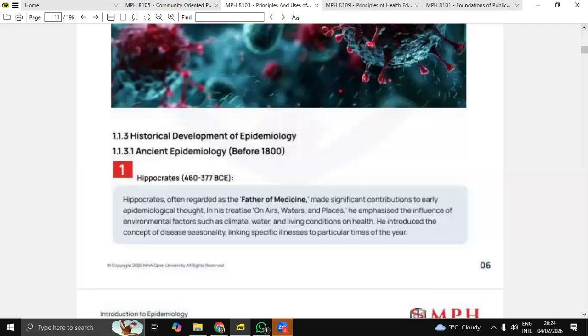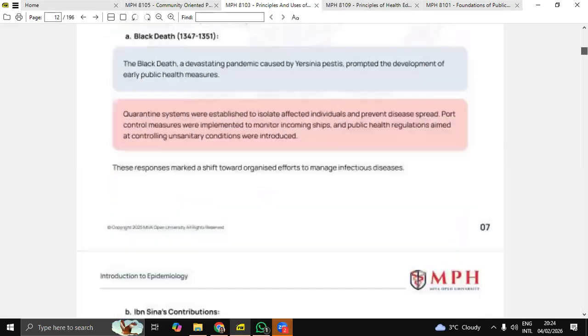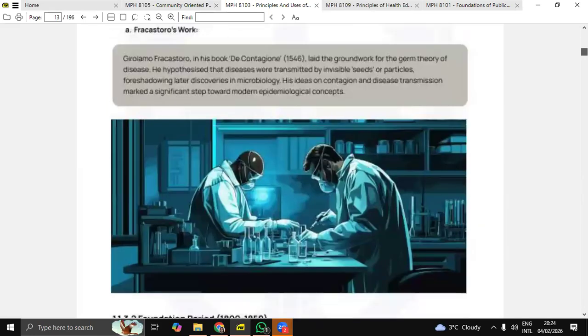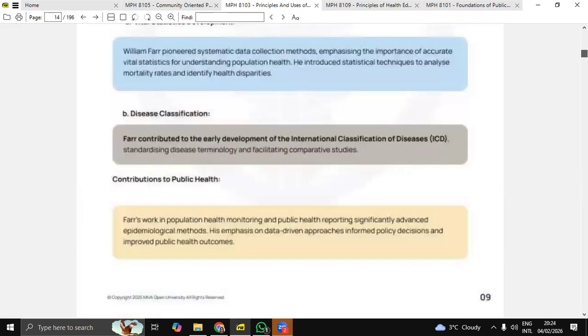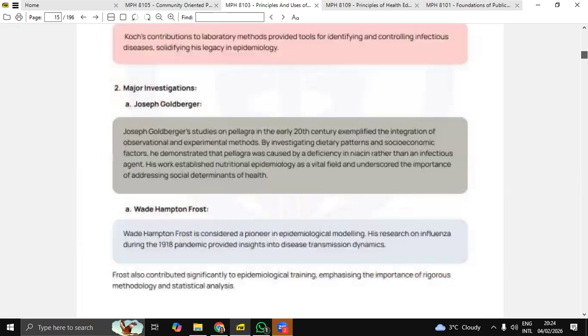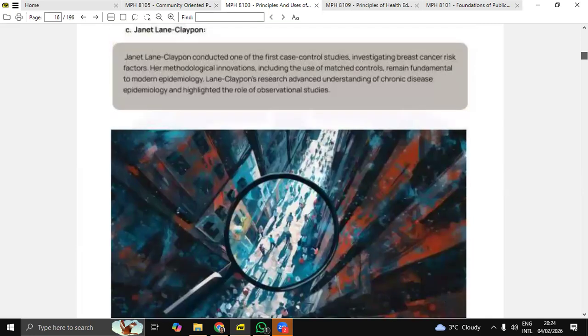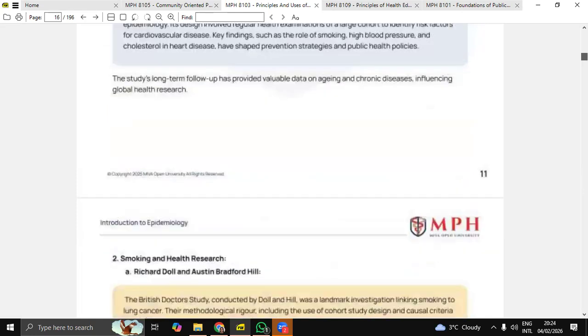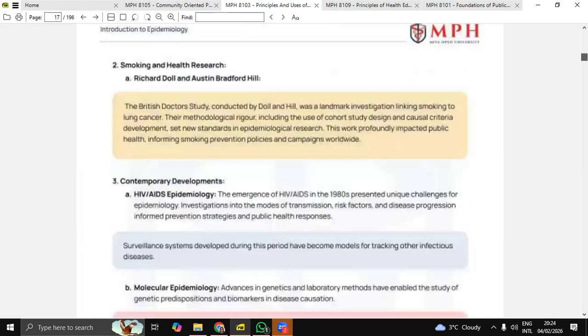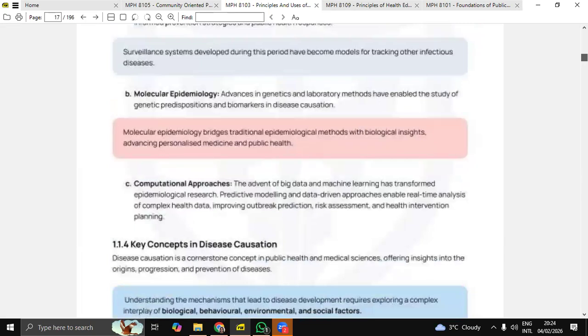So we mentioned 5 things. We said disease surveillance and monitoring, disease outbreak investigation, risk factor identification and analysis, disease prevention and control, and then health policy development. So the reason I'm skipping all these other pages is because it's a lot of history that we've looked at before.